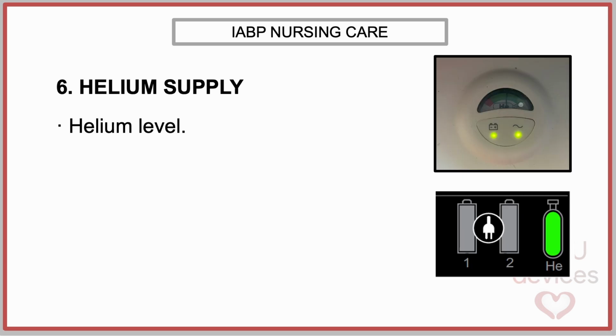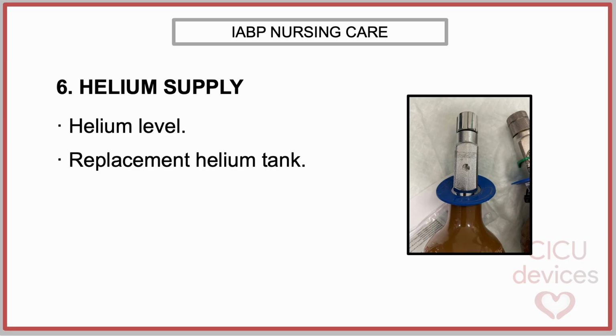Nursing staff should ensure that the helium cylinder is filled to the appropriate level. At the time of ICU admission and during routine checks, the helium level should be verified either on the console display or by checking the dedicated LED or gauge indicators, depending on the system. Replacement helium cylinders should be readily available in the unit, and nursing staff should be trained in the tank exchange procedure to minimize interruption of therapy.